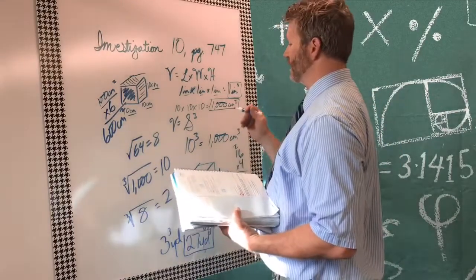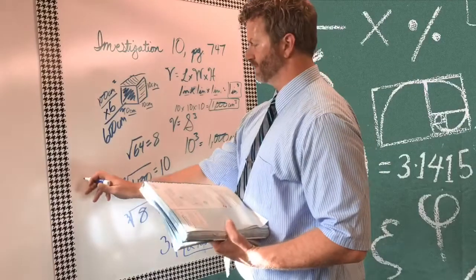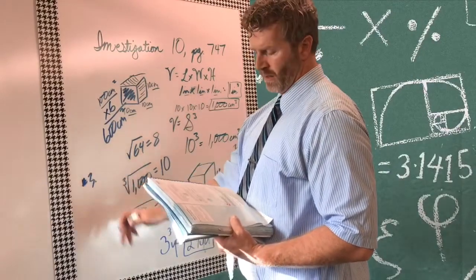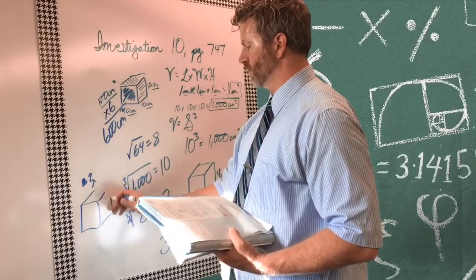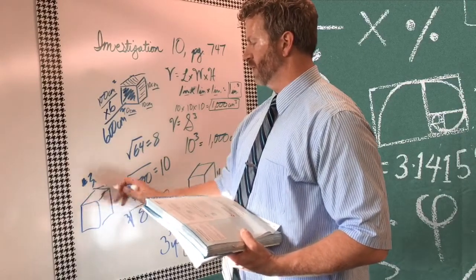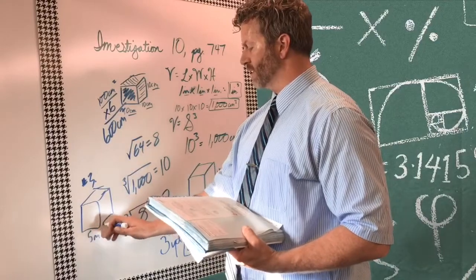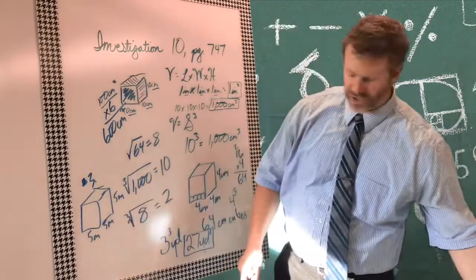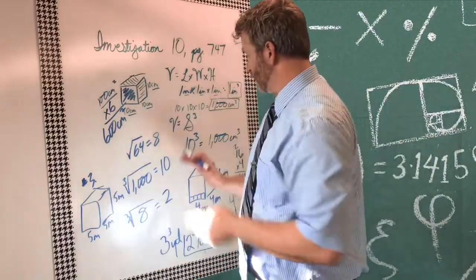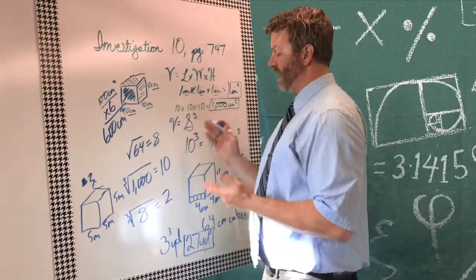Now we're on to problem number 3. Problem number 3 says, let's put it over here. Now we have a cube where all of those sides are 5 meters. Okay, so let's check that out. Let's plug it into our formula.